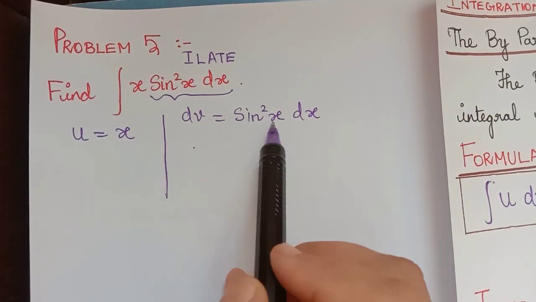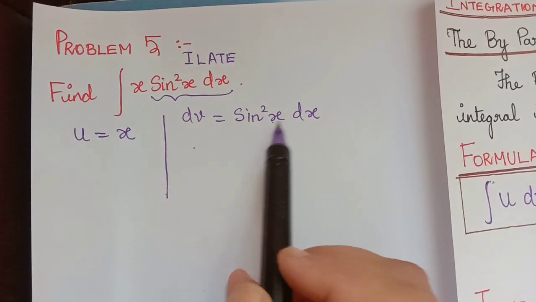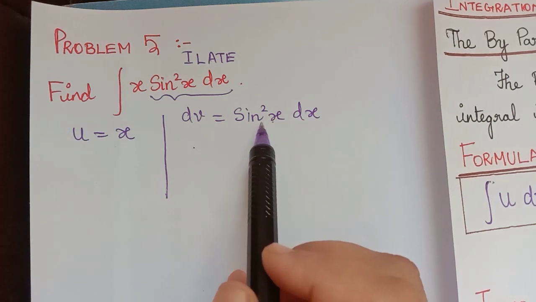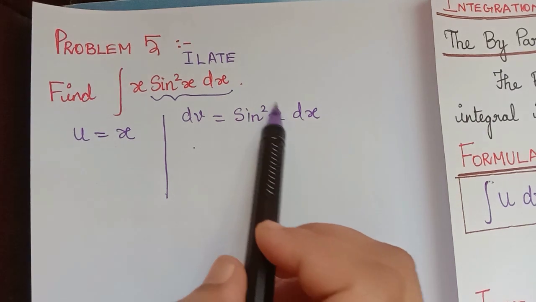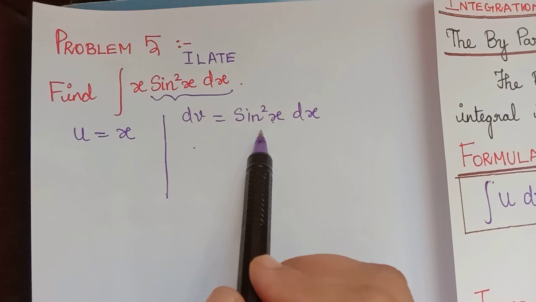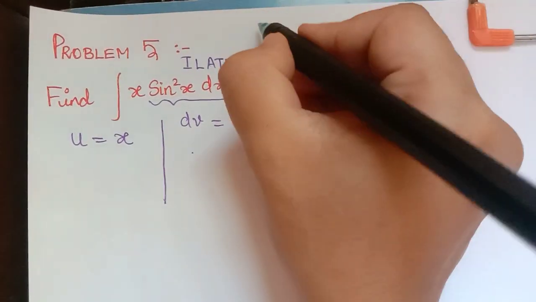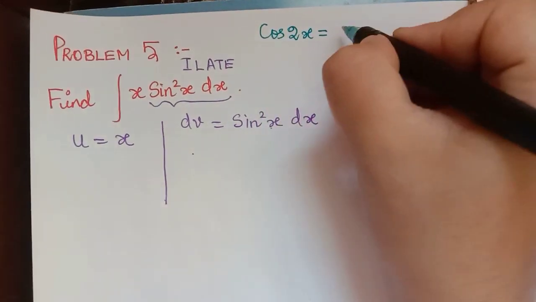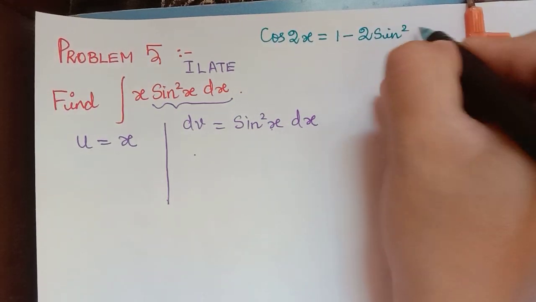But before applying the integral, we observe that on the right we have sine squared x, for which there is no integration formula because we have the formula for sine x, but here we have sine squared x. So we have to rewrite this sine squared x by using a trigonometric formula. So the trigonometric formula that we are going to use is, we know that cos 2x is equal to 1 minus 2 sine squared x.